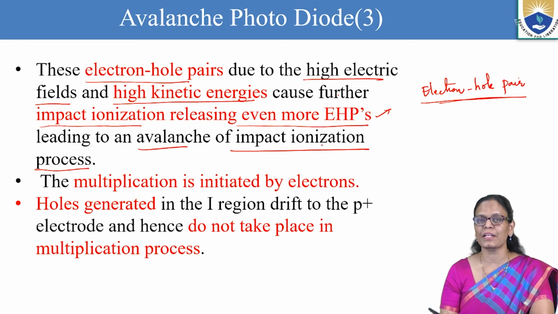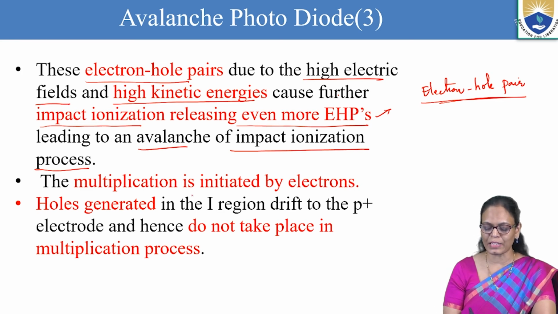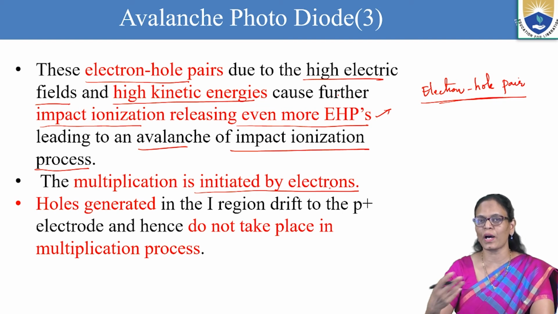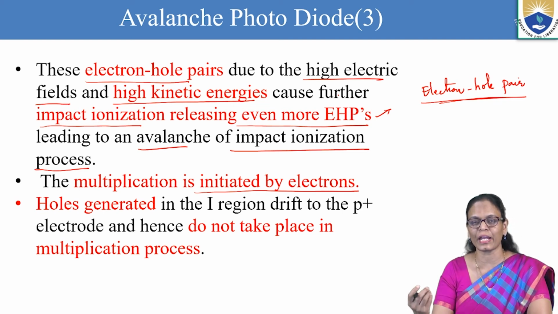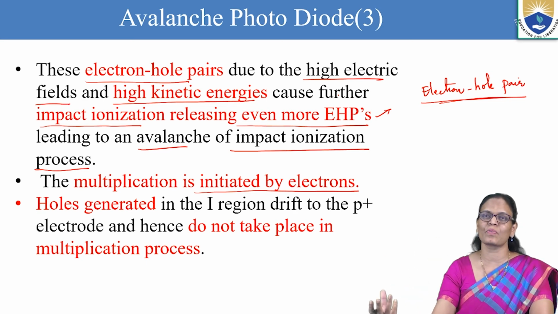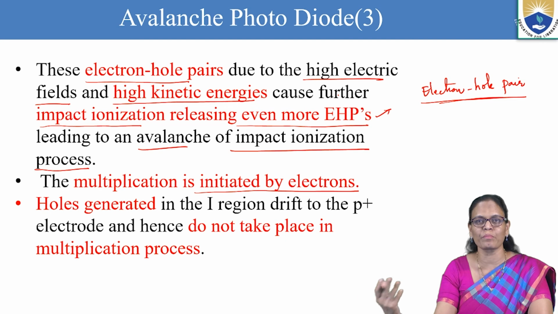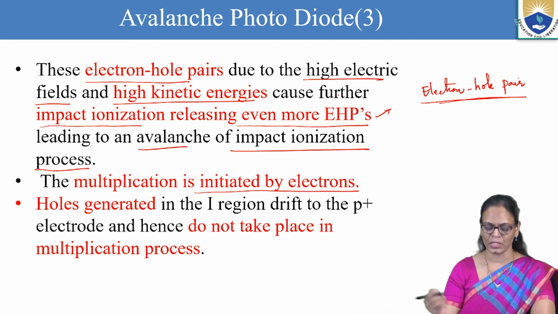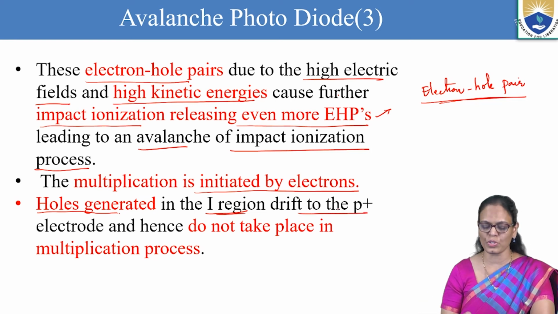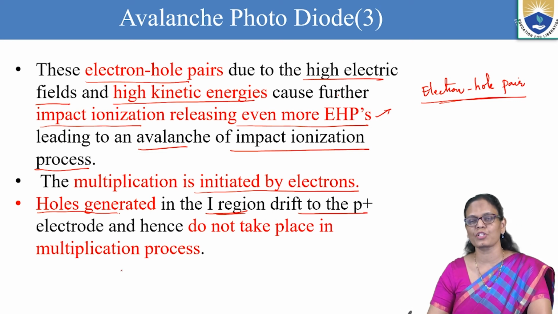So the impact ionization occurs and the multiplication is initiated by electrons. They get multiplied. One electron goes and hits the other one. Again, electron hole pairs are generated. These electron hole pairs will hit the other atoms and more electron hole pairs are generated. The holes that are generated in the I region just drift towards the P region and they do not take part in the multiplication process.